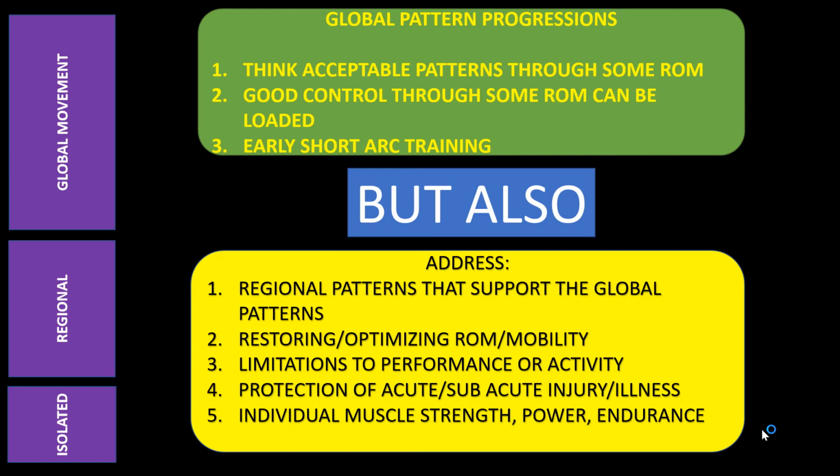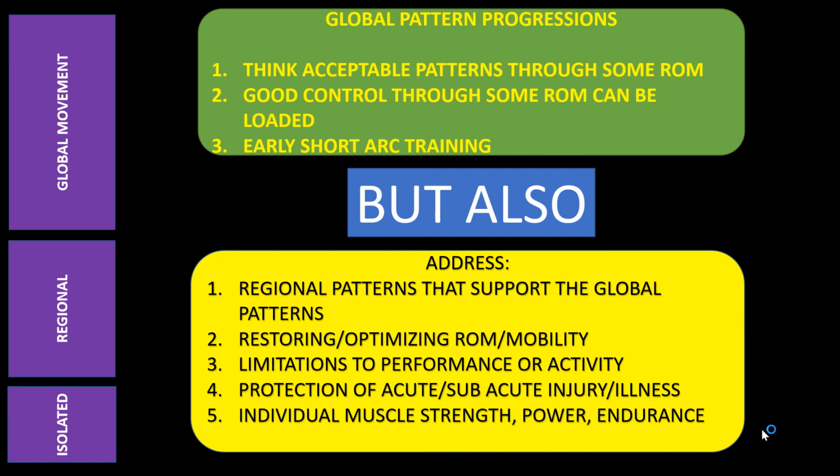Now, I might need to back off and do some early control work if they don't have a good hip hinge, for example, and I want to improve their hip hinge before I start getting into doing more squatting patterns. Then I might back off and do a little bit of that first, but the idea is to get them back into the global pattern, like the squatting pattern, as early as possible, even if it's short arc, and then I can load it as best as I possibly can.